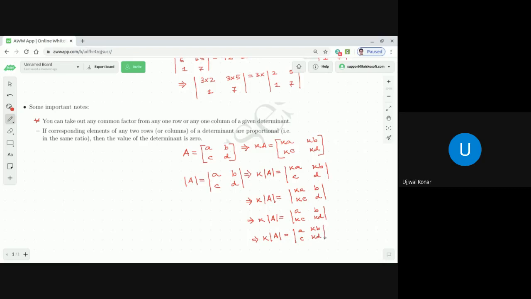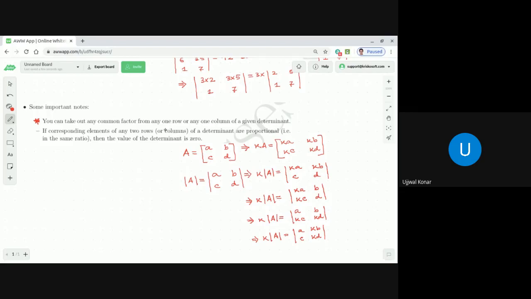So this is what happens when you multiply a determinant with a scalar quantity. And what is K here, dear students? K is a real number. So you can take out, so this is the statement. Now I hope you understand the meaning of this statement. You can take out any common factor from any one row or any one column of a given determinant.